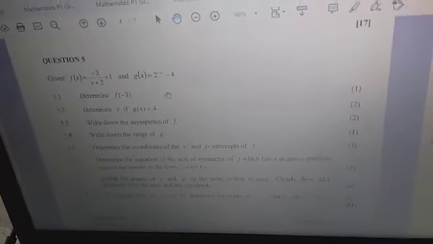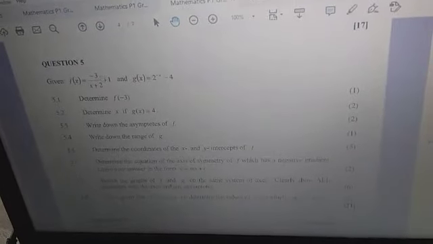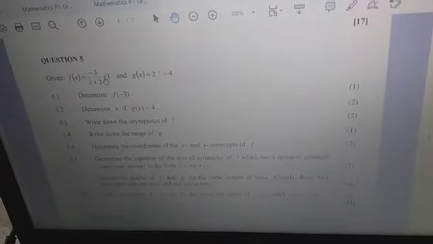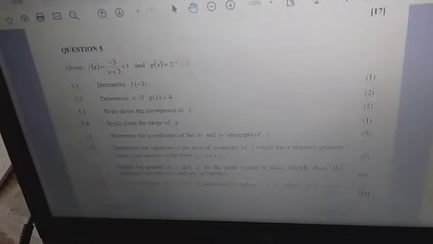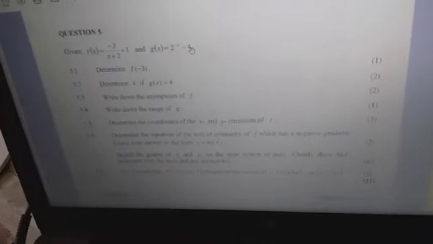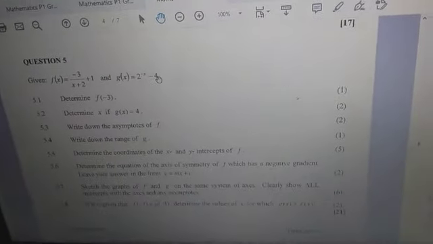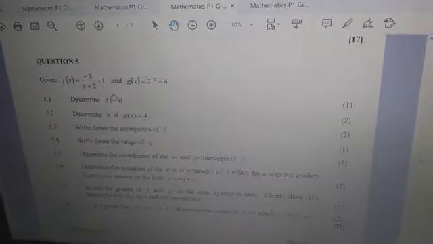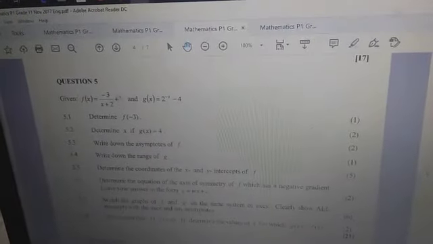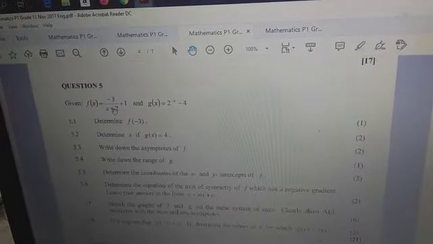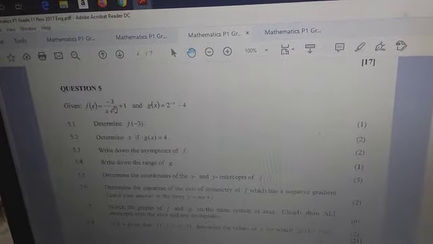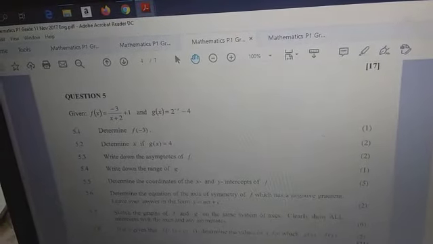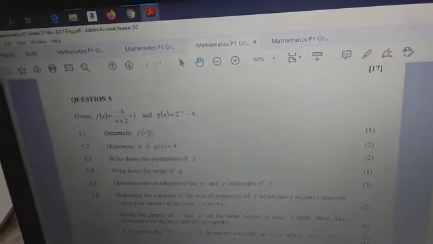Here we are given a hyperbola graph and an exponential graph. We do know that this is an asymptote of the exponential graph, and this is an asymptote of the hyperbolic graph, and this is also an asymptote, but this one has to be negative. The first question is saying determine f of minus 3.